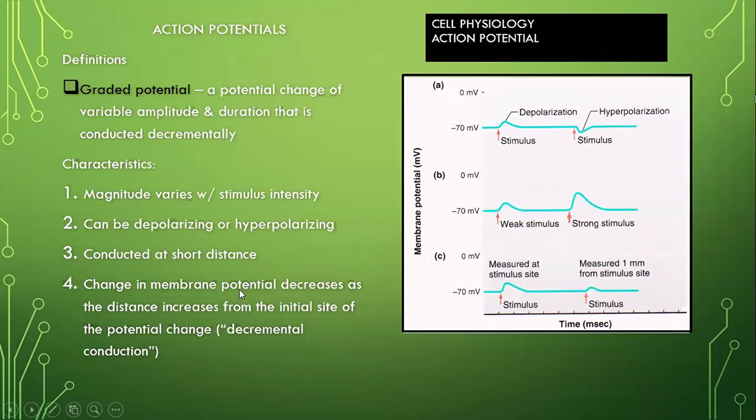Change in membrane potential decreases as the distance increases. So from the initial site of the potential change, there is decremental conduction. The membrane potential decreases as the distance increases from the initial site of the stimulus.